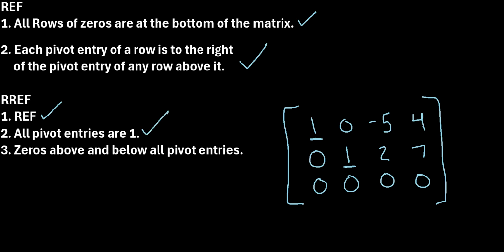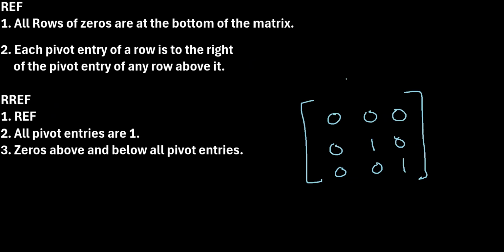And lastly, there are zeros above and below all pivot entries. So for this pivot entry, we can see that there are indeed zeros below and above it. And for this next pivot entry, we can also see that there are zeros both above and below it. These are the only 2 pivot entries, so these are the only 2 that we have to check. So we saw that they do pass that criteria. So we would say that this matrix is in reduced row echelon form, since it met all of the criteria.